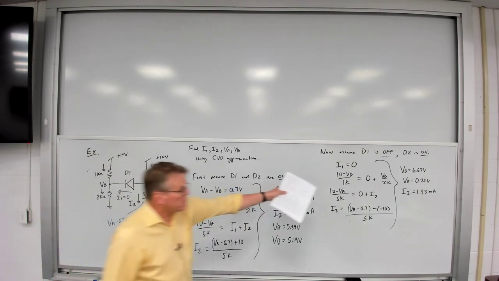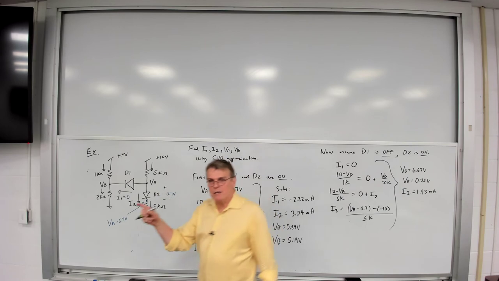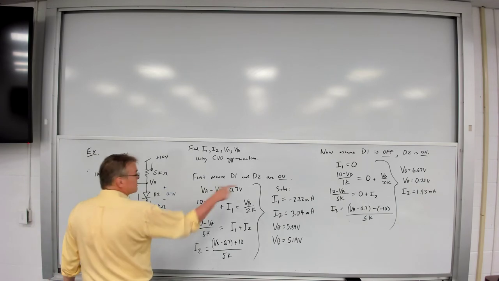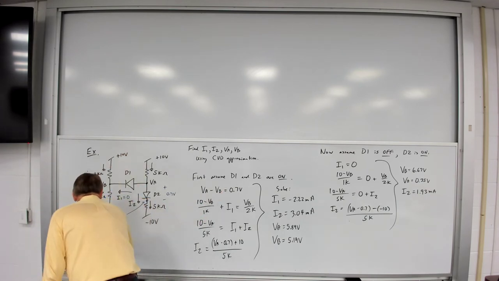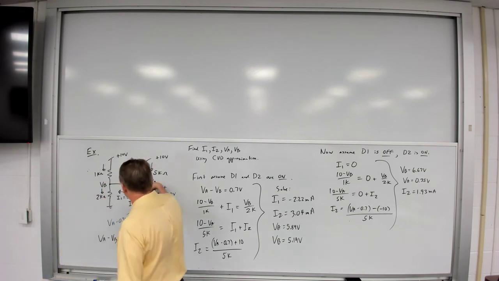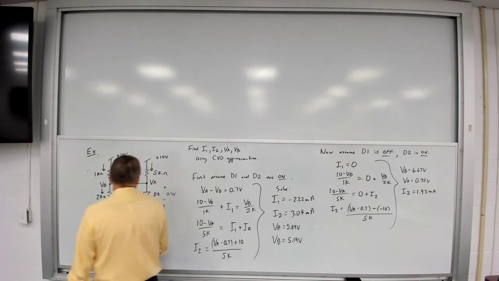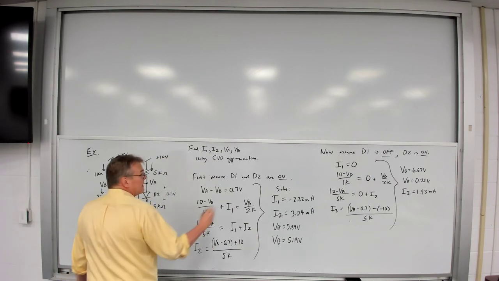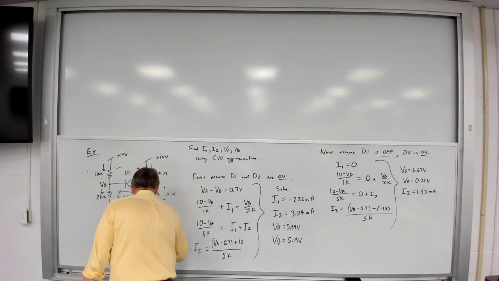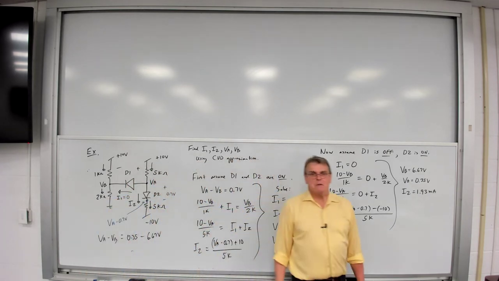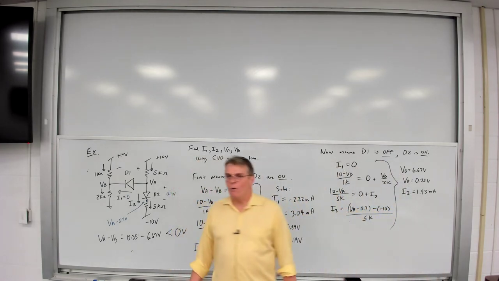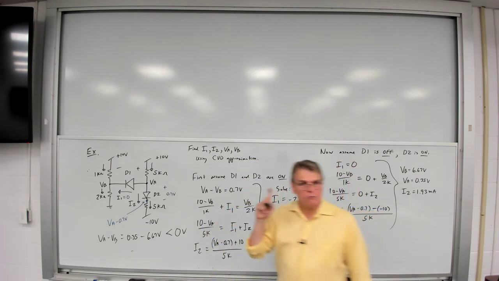Yeah, it's fine. There's nothing wrong with D2. But let's check the boundary condition on D1. Okay, what is VA minus VB? VA minus VB, which is the voltage drop across the diode, is going to be equal to, in this case, 0.35 volts minus 6.67 volts. Is that a negative voltage? Yes. Therefore, D1 is reverse biased. It is therefore off.